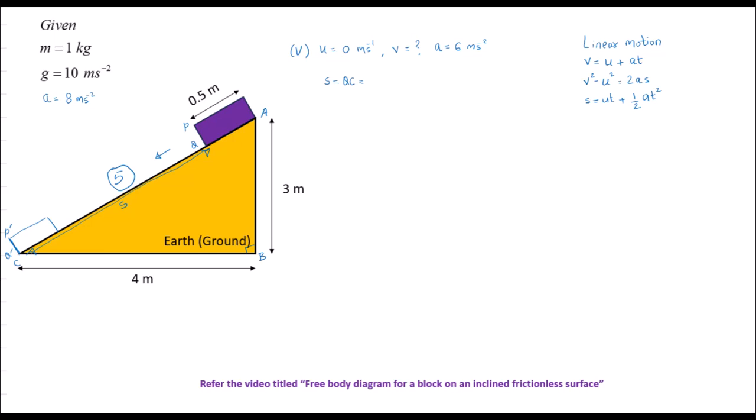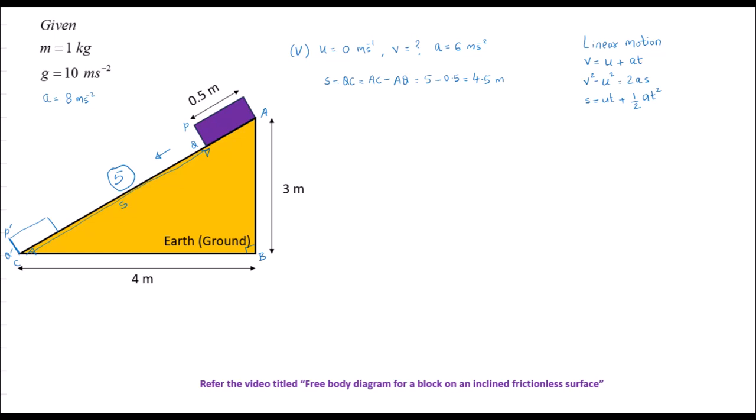So QC can be easily written as AC minus AQ. So AC, we know it is 5 meters, minus AQ, which is given as 0.5 meters. So S will be equal to 4.5 meters.